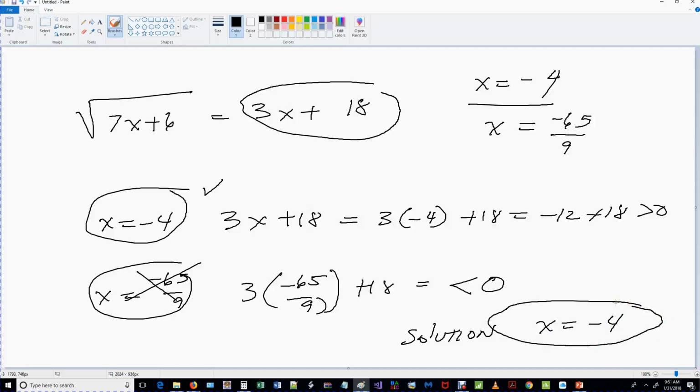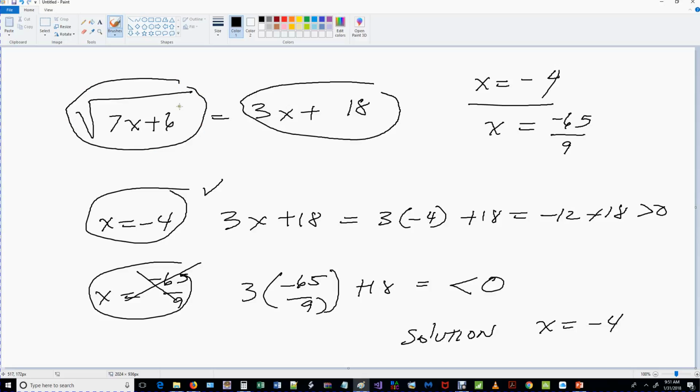And let me repeat that again. This minus 65 over 9 is not a solution because the square root, this square root right here, is positive. So this has to be positive. If it's not positive, it's not a solution. Alright, let's go and move on to the next.